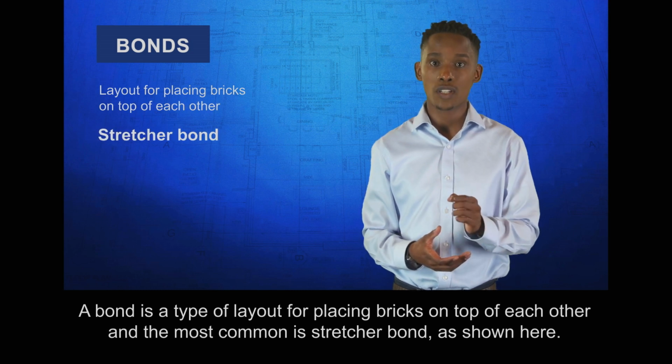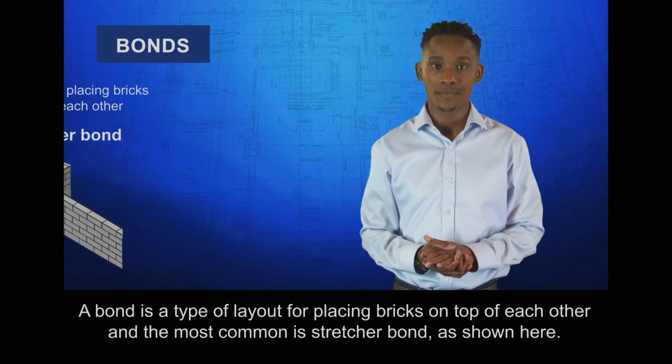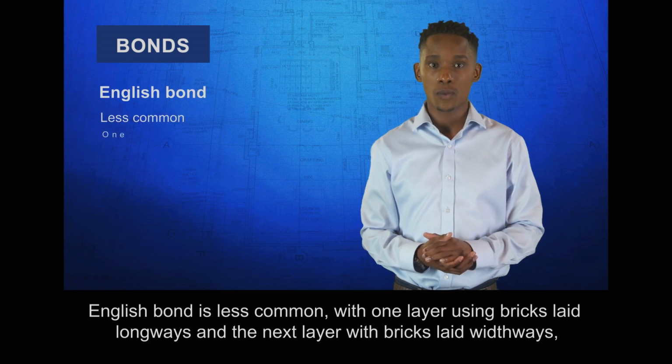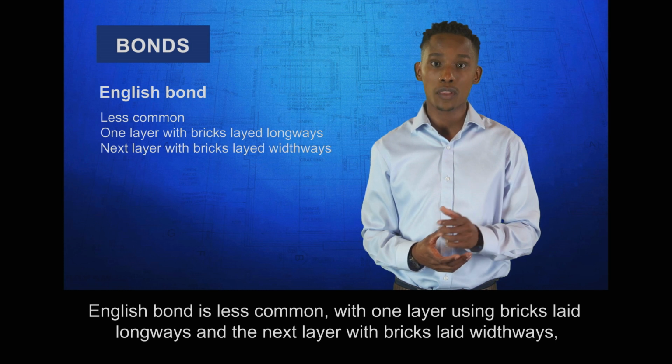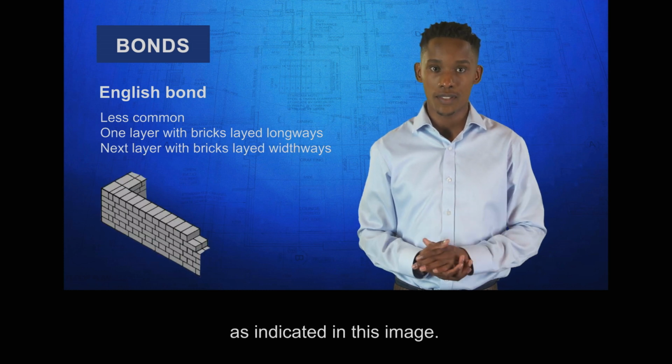A bond is a type of layout for placing bricks on top of each other, and the most common is stretcher bond, as shown here. English bond is less common, with one layer using bricks laid long ways and the next layer with bricks laid widthways, as indicated in this image.